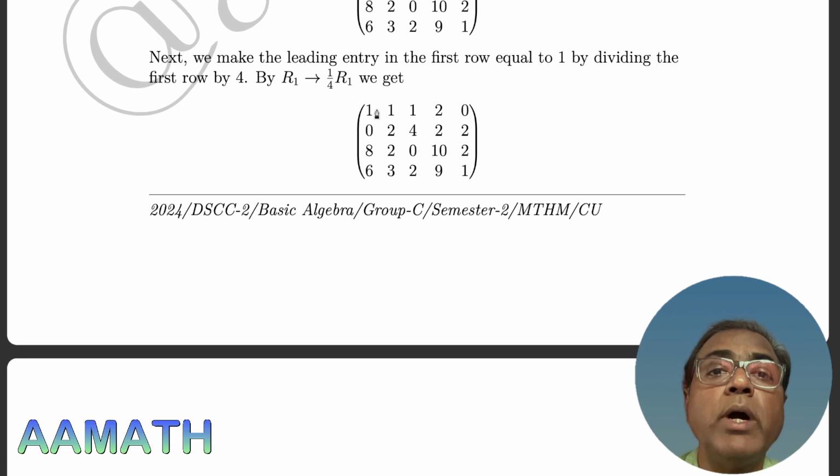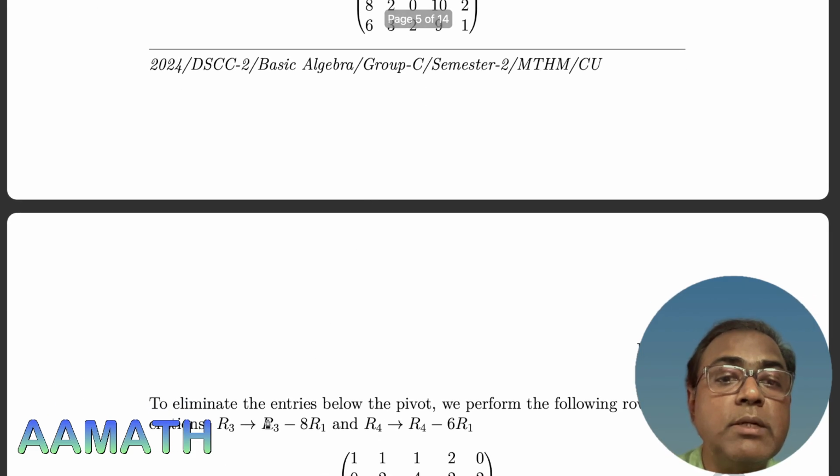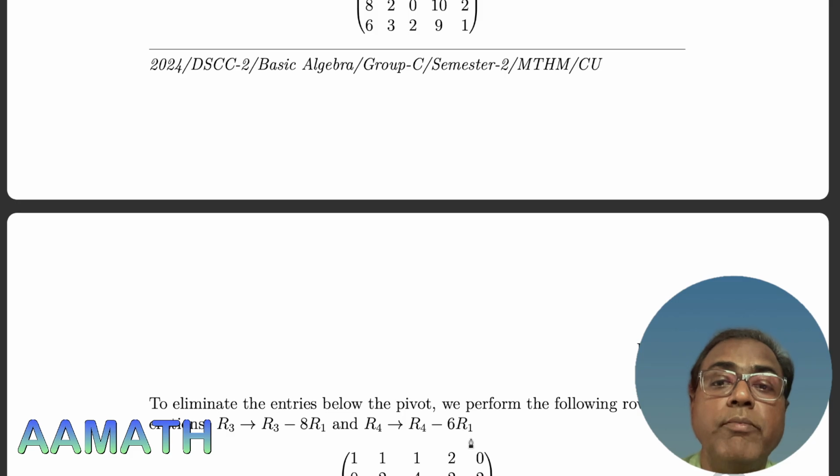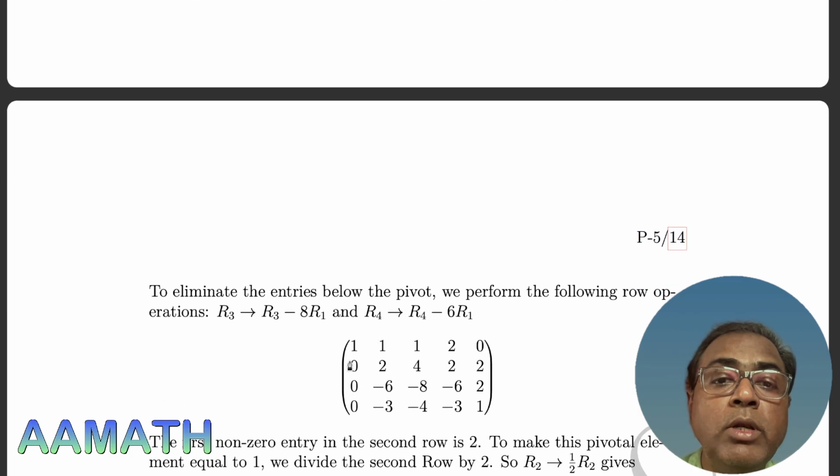Next, for this leading one in the first column, the other entries of the first column must be 0. So this 8 must be 0 and this 6 must be 0. So we perform the operation: new R3 equals old R3 minus 8 R1, the first row, and new R4 equals old R4 minus 6 R1. So we get all elements below the leading one in the first column as zeros.